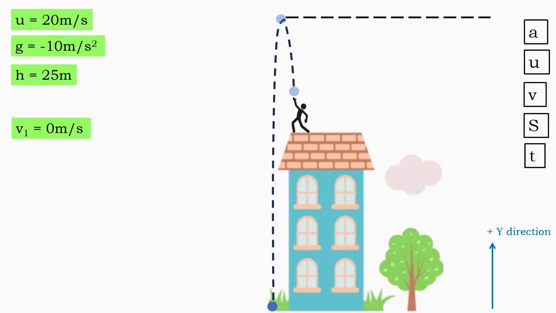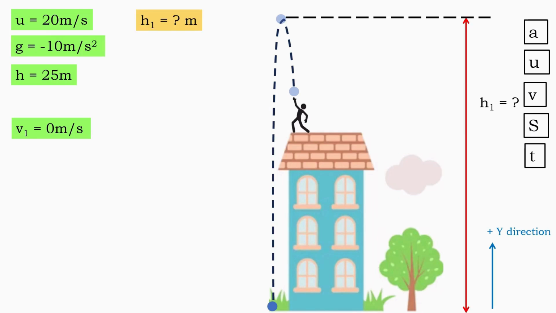Let us start by finding the maximum height reached by the ball during its flight. For the upward journey, we already know the values of the initial velocity, final velocity, and acceleration. We are required to find the displacement, s. Whenever we are given u, v, and a, and need to find s, the third equation of motion is usually the quickest choice.